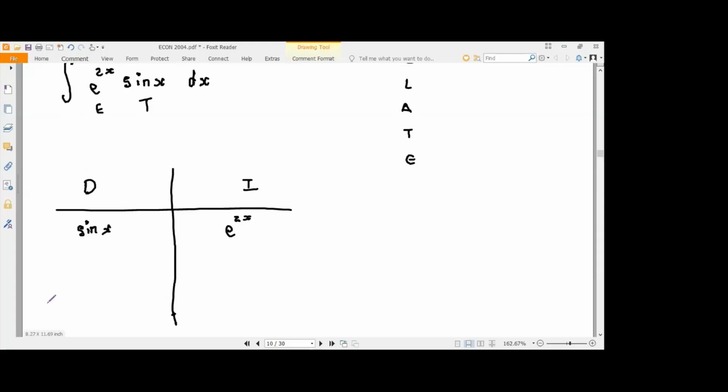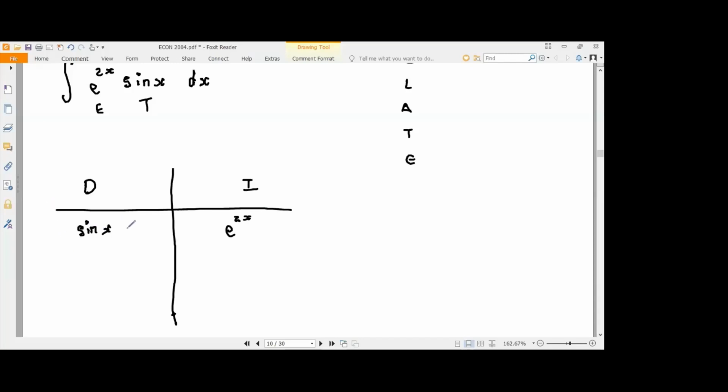Ready? You're going to repeat it until you see sine x here and e to the 2x beside each other. It doesn't matter what values are attached to them or whatever sign is attached to it. As long as you have sine x and e to the 2x, then that's where you're going to stop. All right? So let's differentiate and integrate.